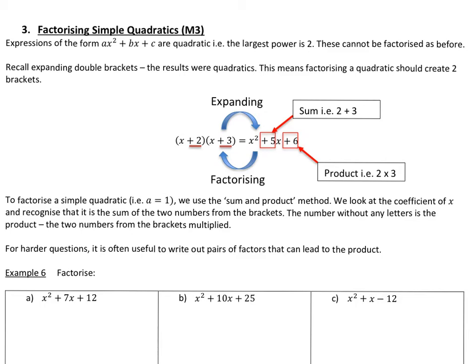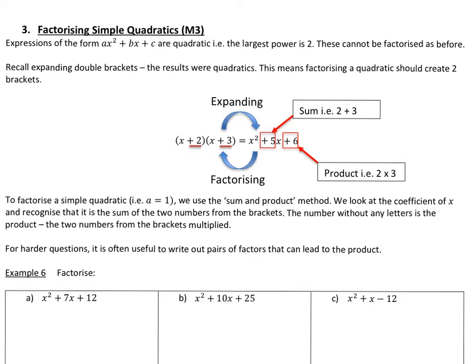Factorising simple quadratics. So anything of the form ax squared plus bx plus c is called a quadratic, and that's whenever the highest power of x is squared. So if we had something that was ax cubed, that would be called a cubic. If it was ax to the power of 4, it's a quartic. But anything where it has a power of 2 as the highest power, that means it's a quadratic.